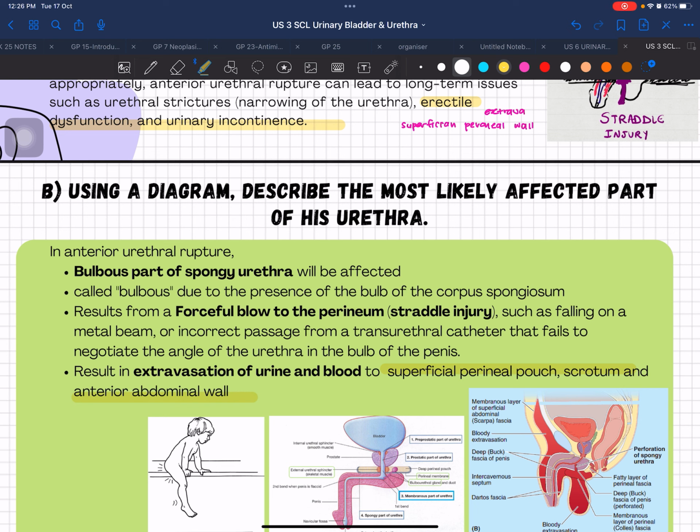But remember, the male external genitalia are covered by fascia, right? And one of the thick parts is Buck's fascia. Because of this Buck's fascia, it will limit the urine from going beyond that area. You have done your lymphatic system, right? How about the anterior abdominal wall?